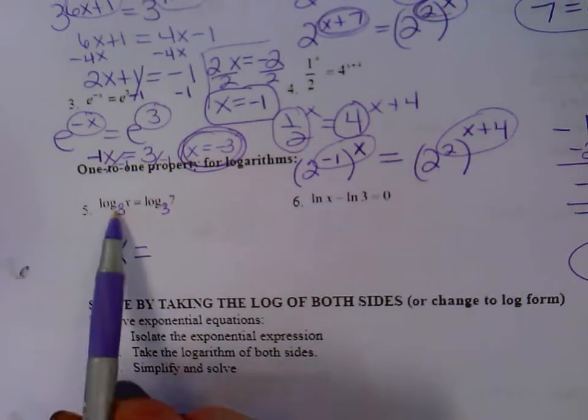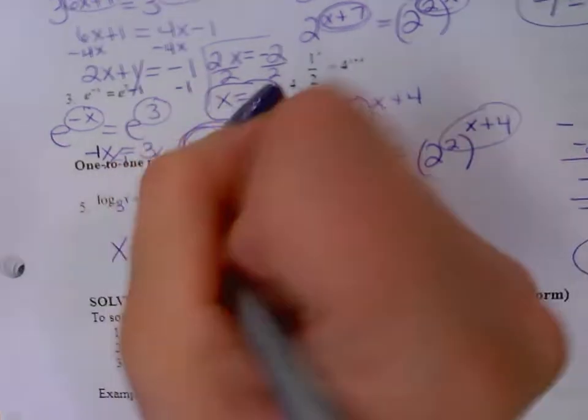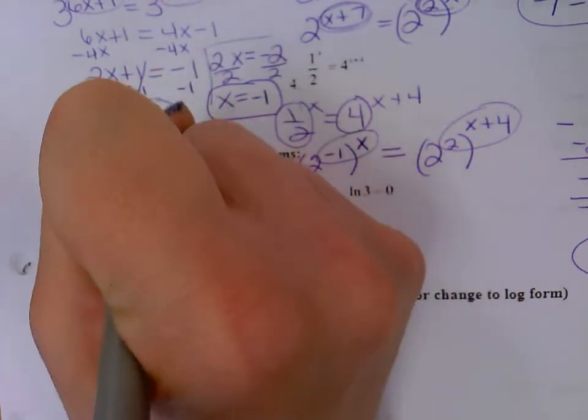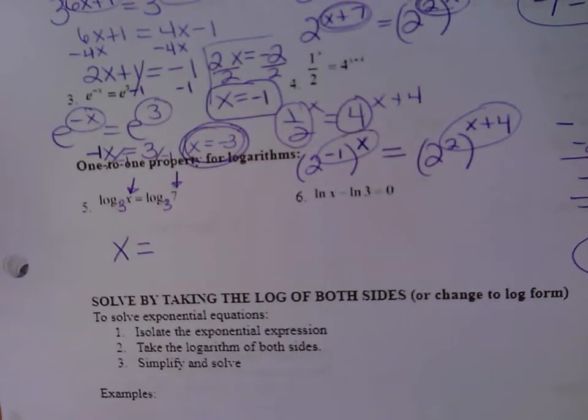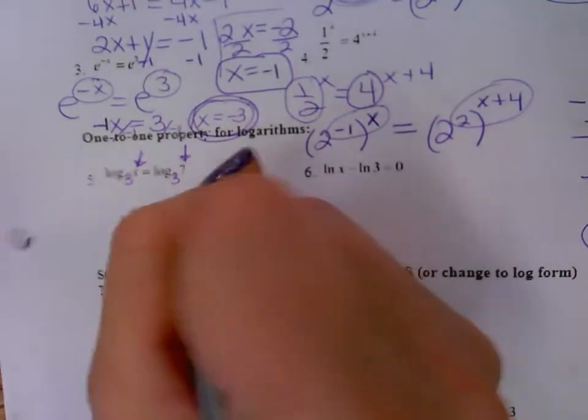They both have a base of 3. So that means that whatever is inside this log has got to be equal to whatever's inside this log. So x must be 7 to make that true.